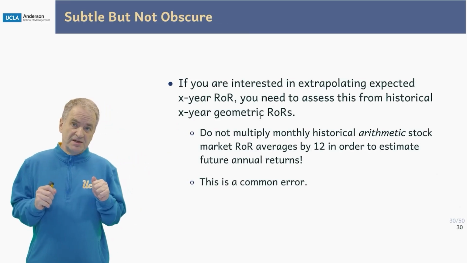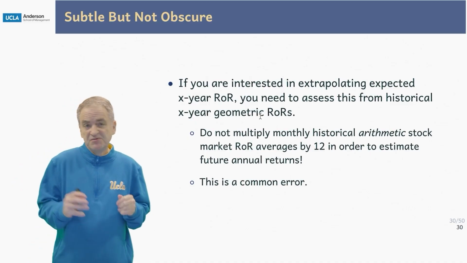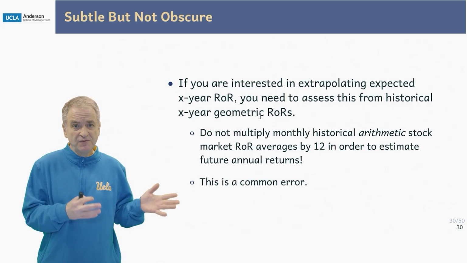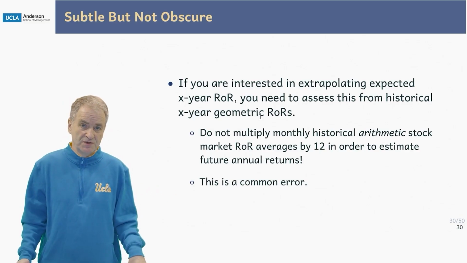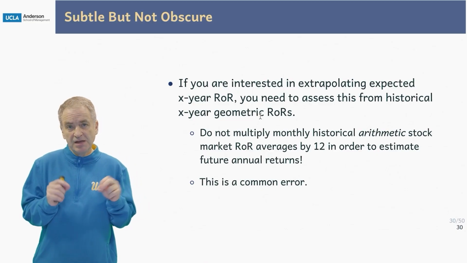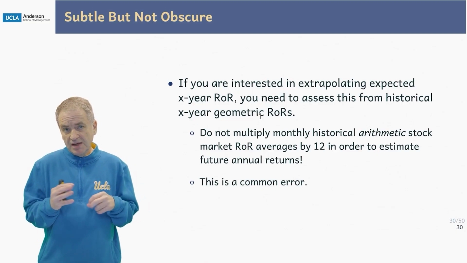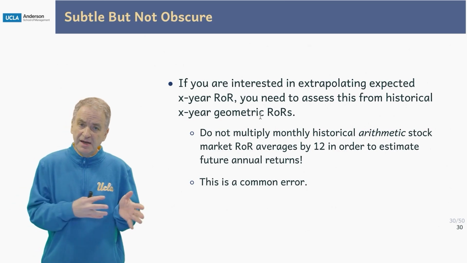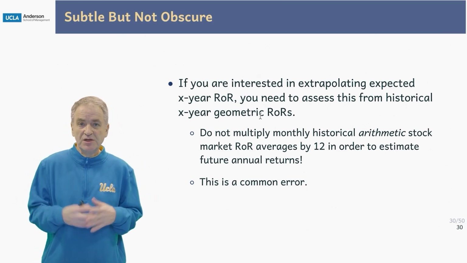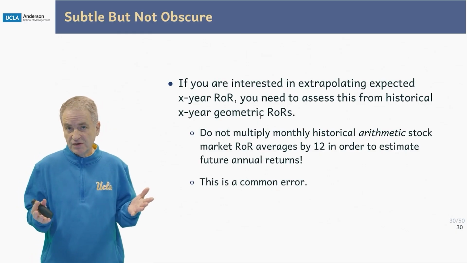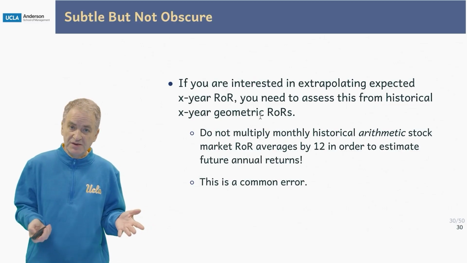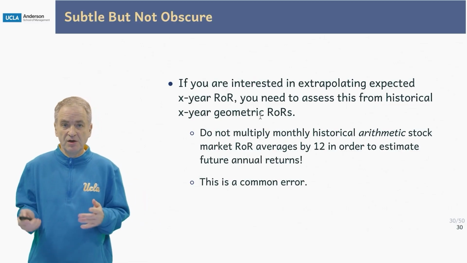So, if we are interested in extrapolating expected, say, 5-year, 10-year rates of return, we typically do this with historical 5, 10 years geometric returns. What people very often do as an error is they just take the monthly or the annual numbers, and then they multiply this, and then they think, well, this is representative of the future. But it's not, because of the difference between geometric and arithmetic rates of returns. That is, the difference between average rates of returns and buy and hold rates of returns, cumulative and compounded.